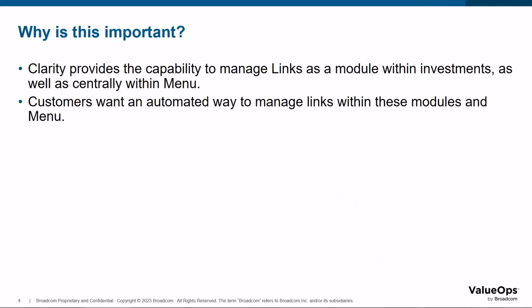Clarity has provided the capability to manage links as a module within investments as well as within the central menu. Customers have long asked for an automated way to manage the URLs within that links module, such as if they wanted the third-party application URL to be automatically created in a new project, then they wanted those APIs to be able to automatically create those links.